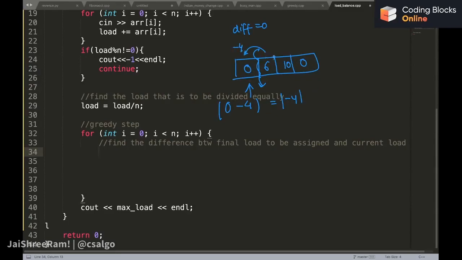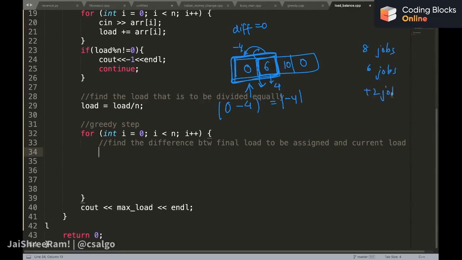This difference is -4. Okay, and let's go to this cell. Here also it should be 4. So what about this part of the array? How many transfers should we do in this part? We know that this part of the array should contain 8 jobs, but it contains 6 jobs, so there should be a transfer of 2 jobs.